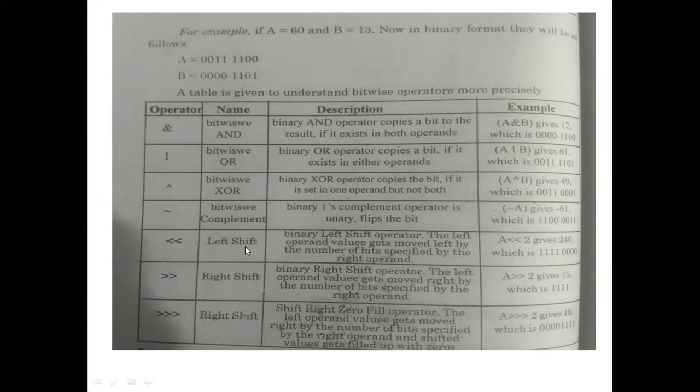Next, this is your left shift, binary shift. So A left shift 2 gives 240. How is it possible? A left shift means we have to shift every bit toward this side by the given number of positions.